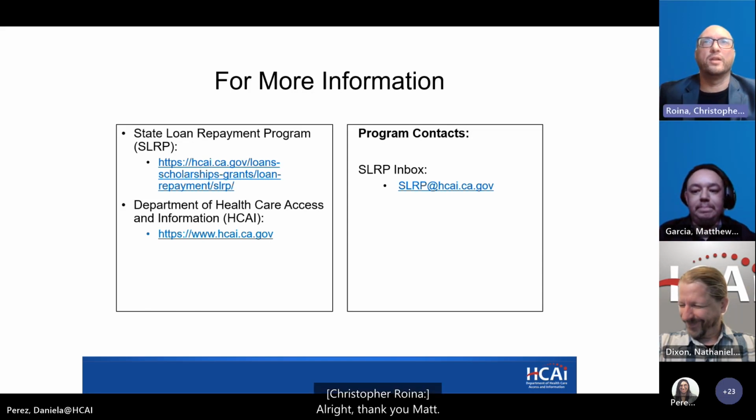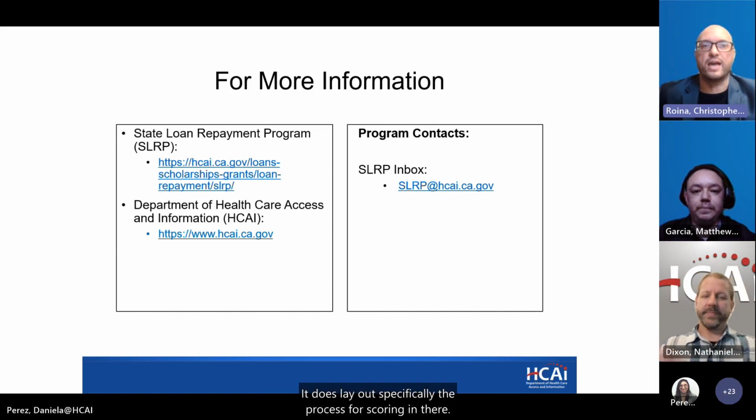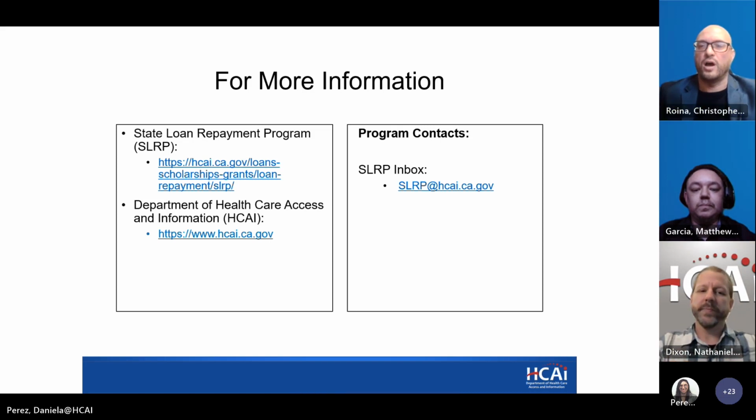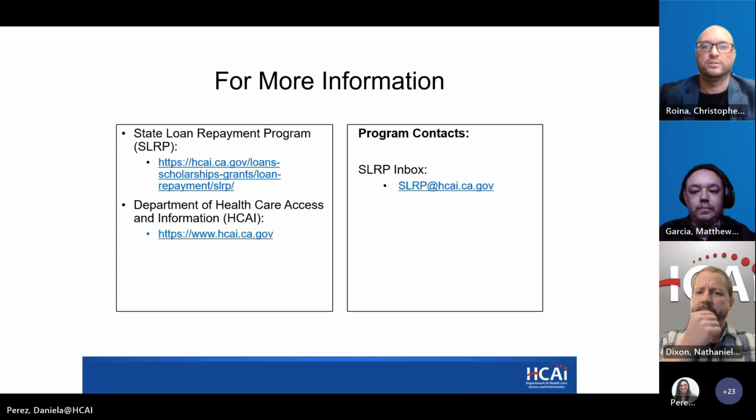All right, thank you, Matt. And another thing to note on that is you can always reference the grant guide for scoring criteria. It does lay out specifically the process for scoring in there. Next question. Is there a word limit requirement for the description of duties on the employment information portion of the application?